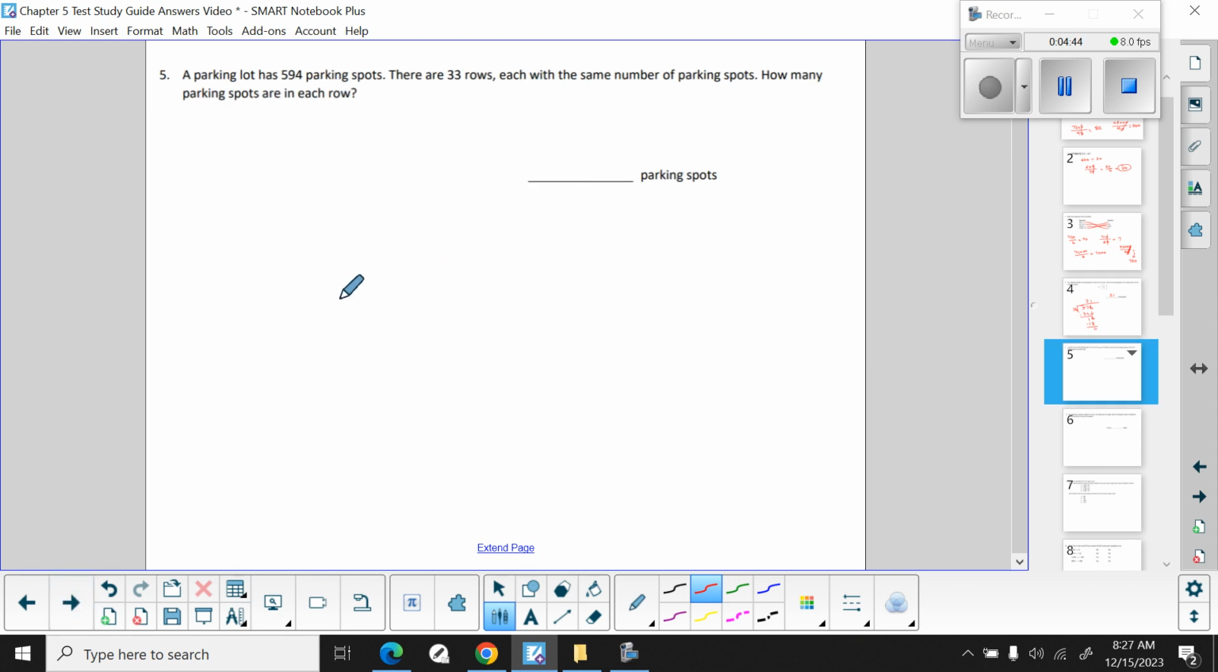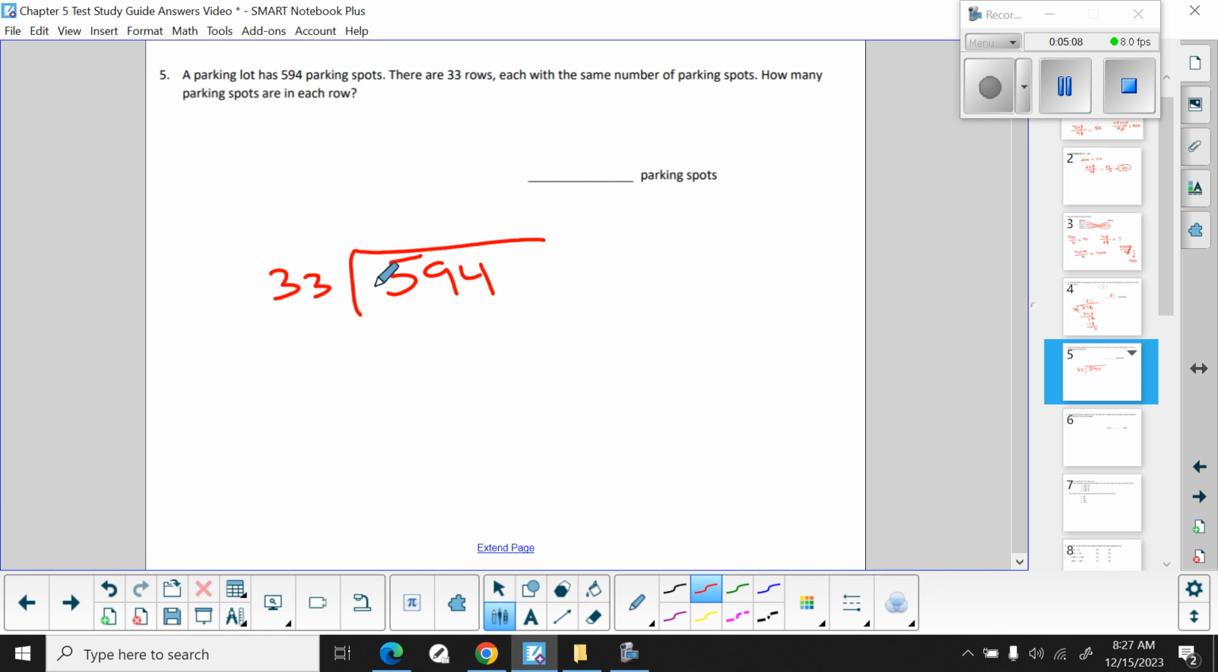Number 5, a parking lot has 594 parking spots. There are 33 rows with the same number of parking spots. How many parking spots are in each row? Well, it's 594 divided into 33 equal rows, which is just a division problem. So 594 divided by 33.